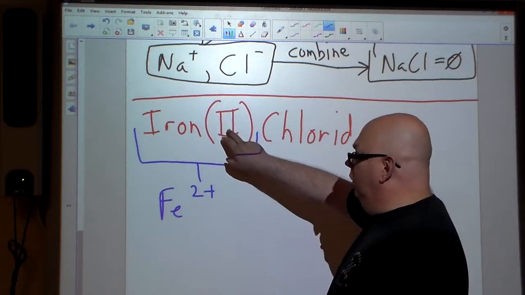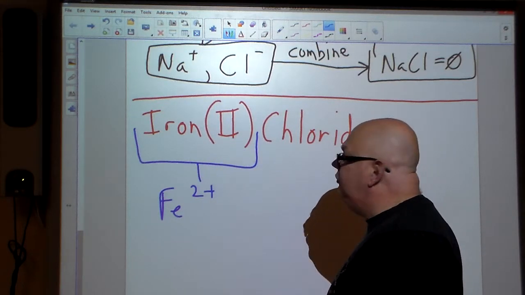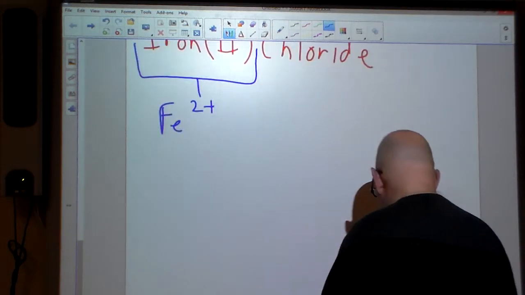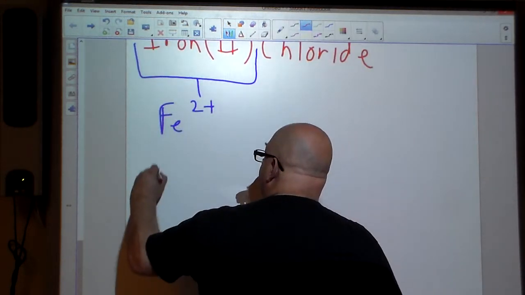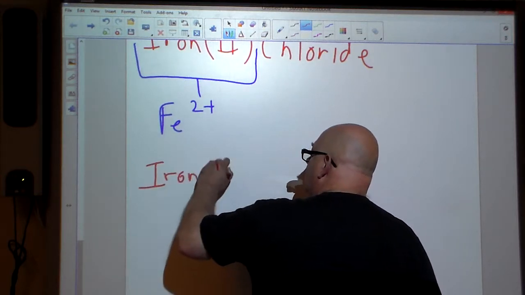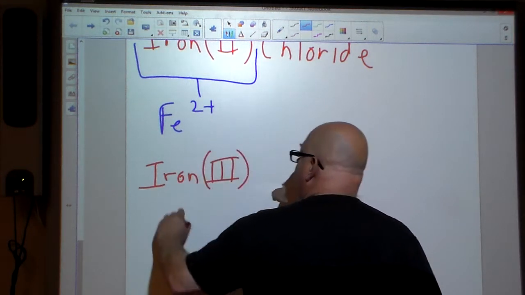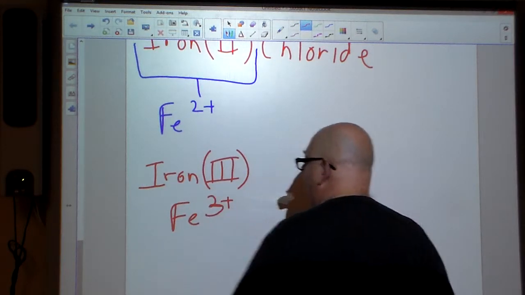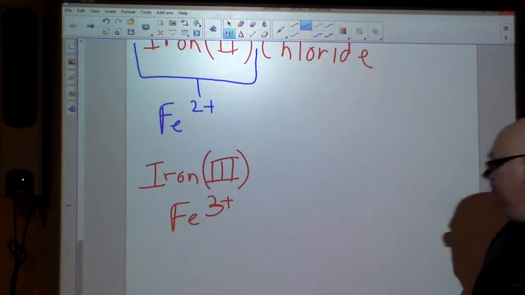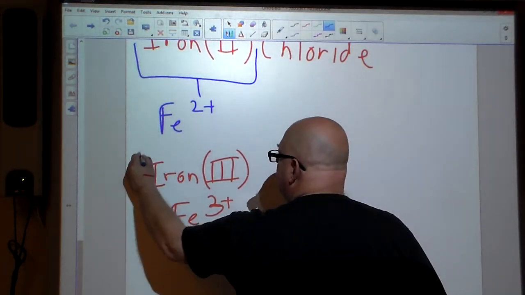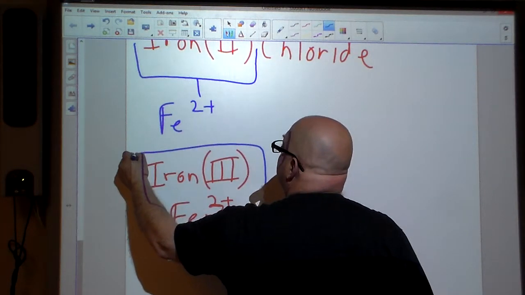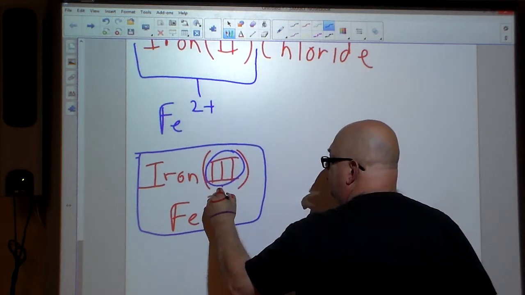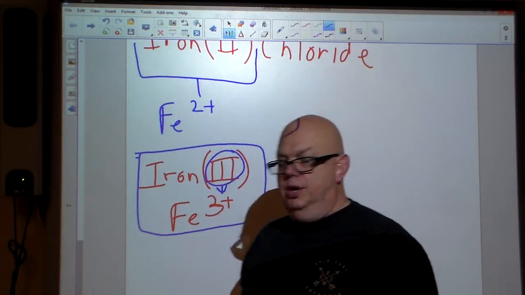But the Roman numeral, that's the key thing. The Roman numeral tells us what's the positive charge on our ion. So, for example, if I say iron 3, that means it's Fe with a positive 3 charge to it. Okay? That's what we mean by it. So that's what those Roman numerals are for. The Roman numeral tells you the positive charge to it.